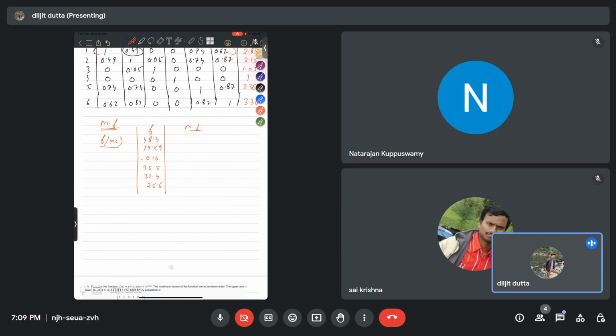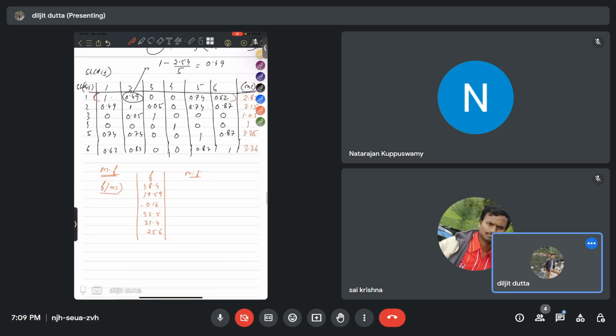We'll divide it by the niche count for the corresponding row. So 48.4 divided by 2.8. This is 16.98. 19.59 divided by, minus 0.16 divided by 1.05.